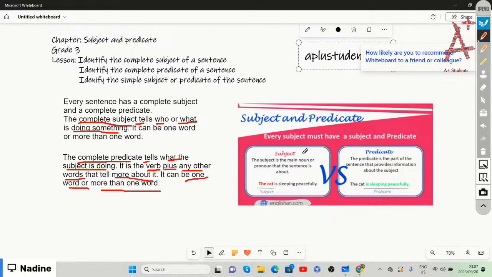So when it comes to a subject and a predicate within a sentence, if you have a sentence with both a subject and a predicate in it, then it means that you actually have a complete sentence, or what we would call a complete thought. And every sentence has a complete subject and a complete predicate. And once again, the subject tells who or what is doing something.